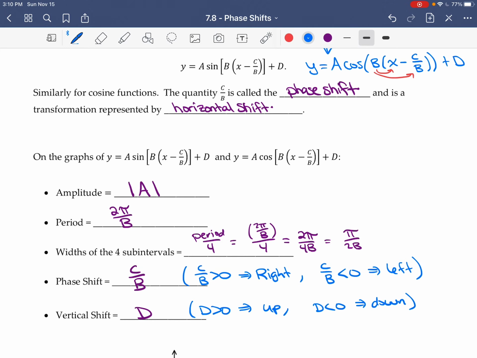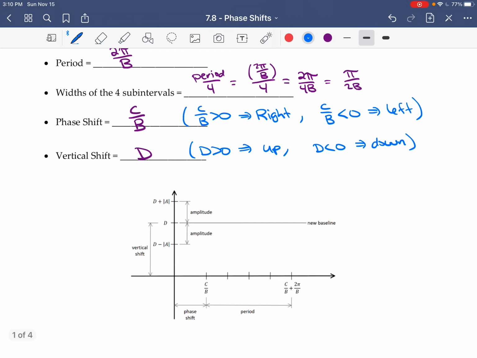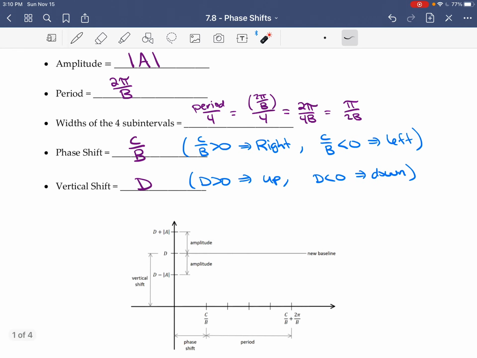So we're going to, again, try to do this all at once. Remember, without the phase shift, we already did that. You find your period, you break your period into the 4 subintervals, the 4 bits. And the d shifts your base. They call it the baseline here; I call it the middle of your graph. You go up d or down d, depending on if it's positive or negative, and that's your new middle. From there you go up absolute value of a and down absolute value of a. That's where your peak and your valley are, the maxes and the mins.